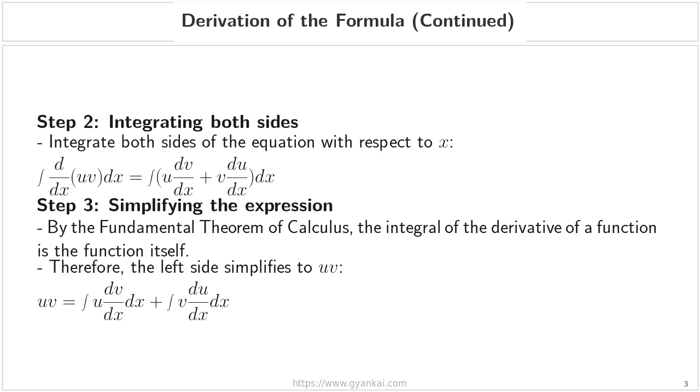Now, here's a crucial point that relies on something called the fundamental theorem of calculus. This theorem essentially states that integrating a derivative undoes the differentiation. In other words, the integral of a derivative of a function just gives you back the original function. Therefore, the integral of the derivative of u times v with respect to x simply becomes u times v. This simplifies our equation to u times v equals the integral of u times the derivative of v with respect to x plus the integral of v times the derivative of u with respect to x, with respect to x.